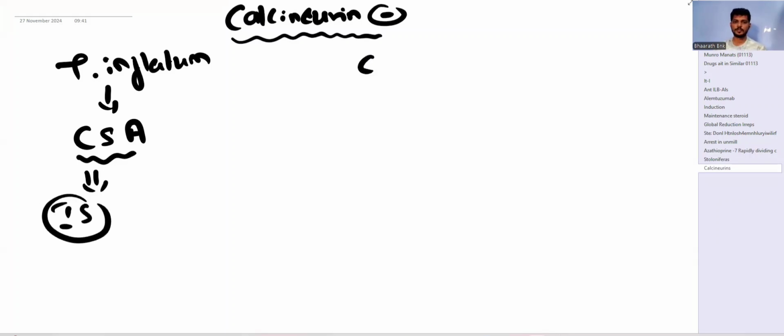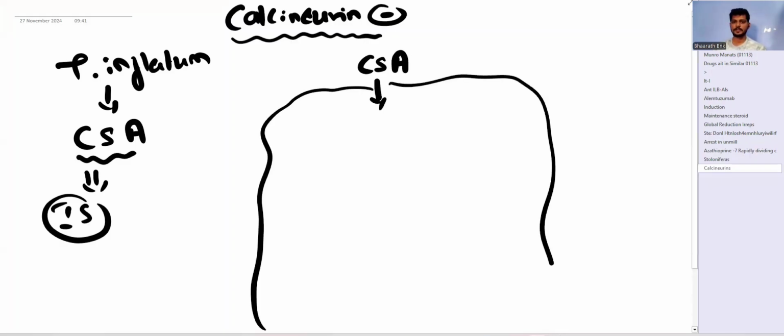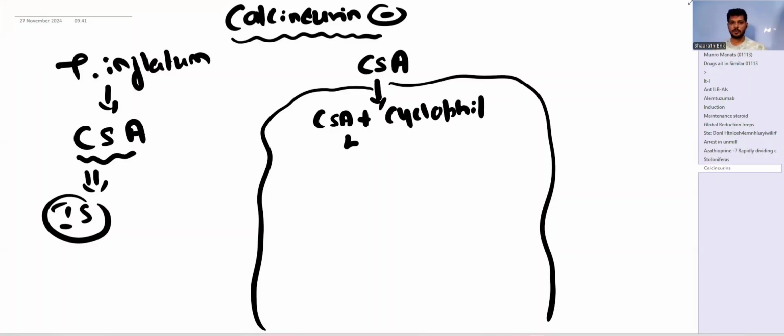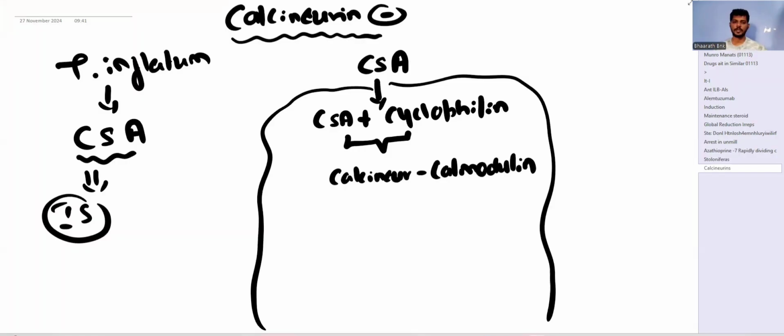What happens is when you give this cyclosporin A, it will enter inside the cell, and in the cell, cyclosporin A will combine with a protein that has affinity to cyclosporin. So we call it cyclophilin because it has affinity to cyclosporin A. And this will form a complex known as the cyclosporin-cyclophilin complex. Now this complex will go and bind to the calcineurin calmodulin complex. Now this calcineurin calmodulin complex is required for the activation of NFAT. Now NFAT is required for the production of interleukin 2.